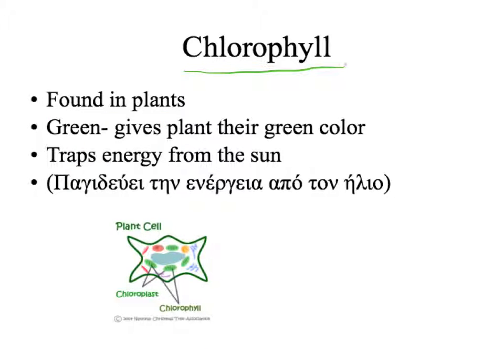Chlorophyll is something that is found in plants. Chlorophyll gives plants their green color. Chlorophyll traps energy from the sun. The plant uses chlorophyll to change sunlight into sugar.